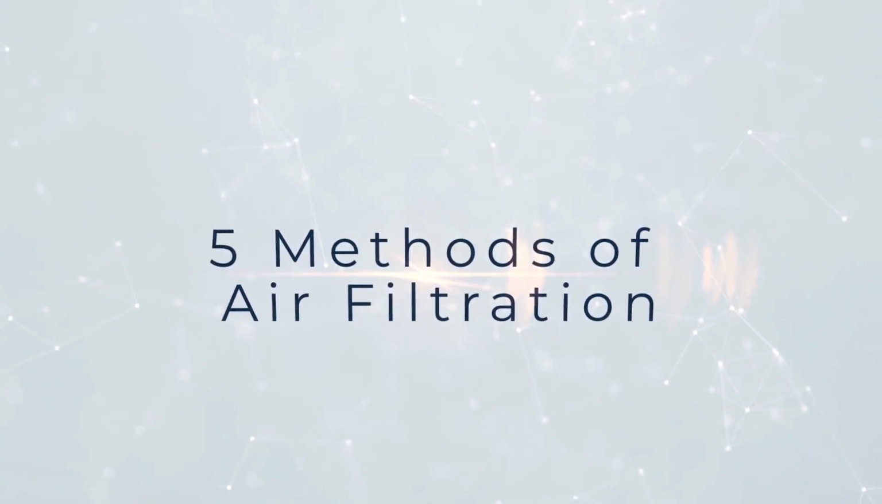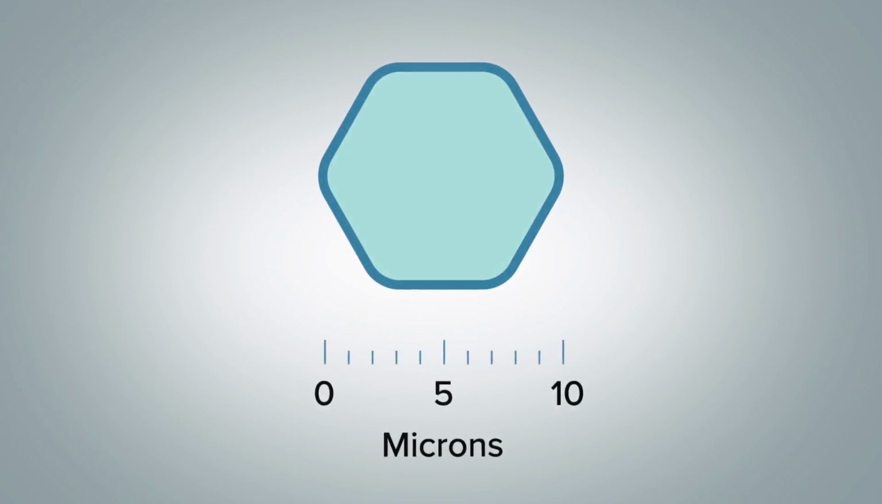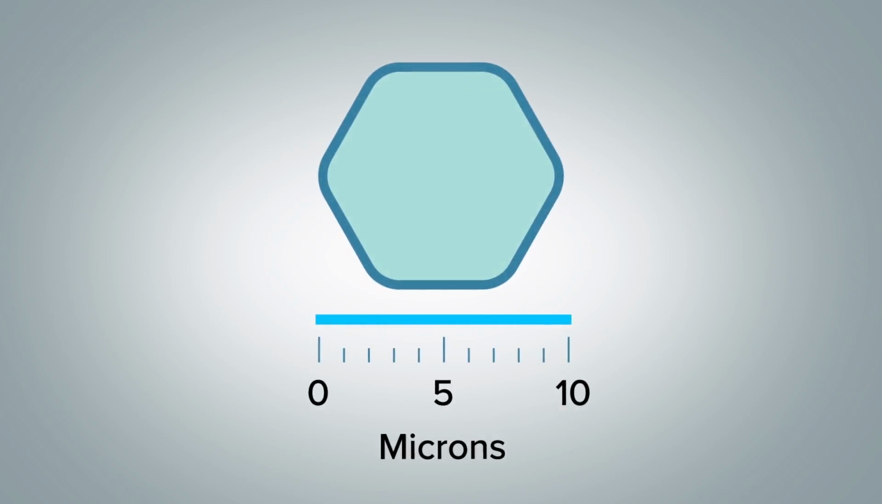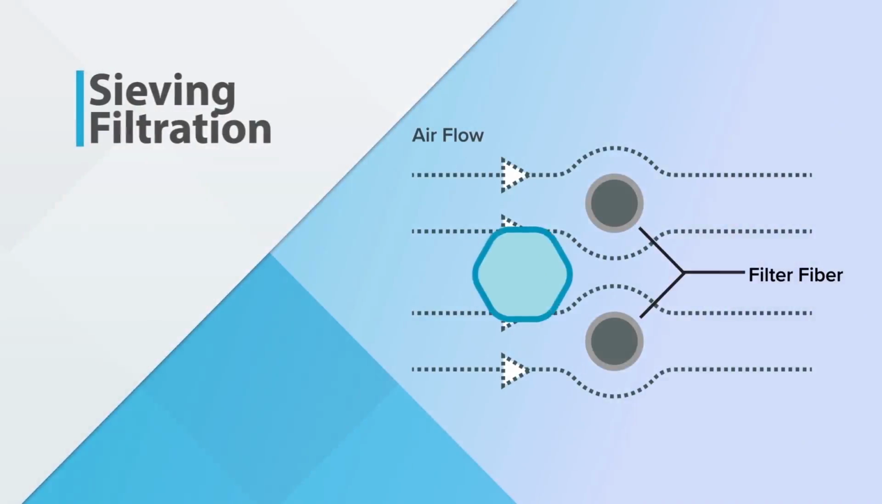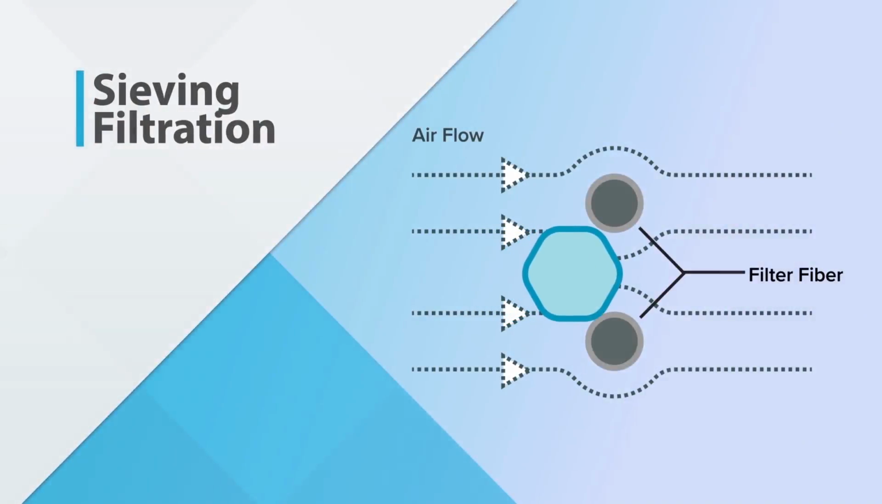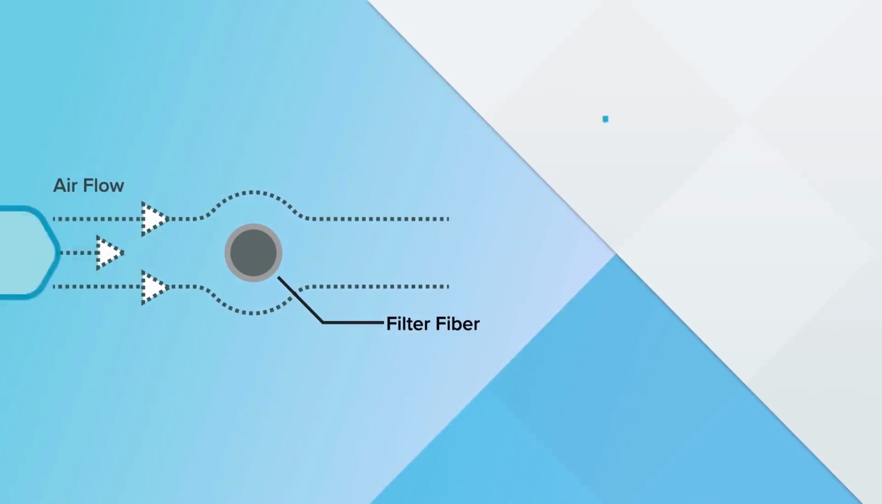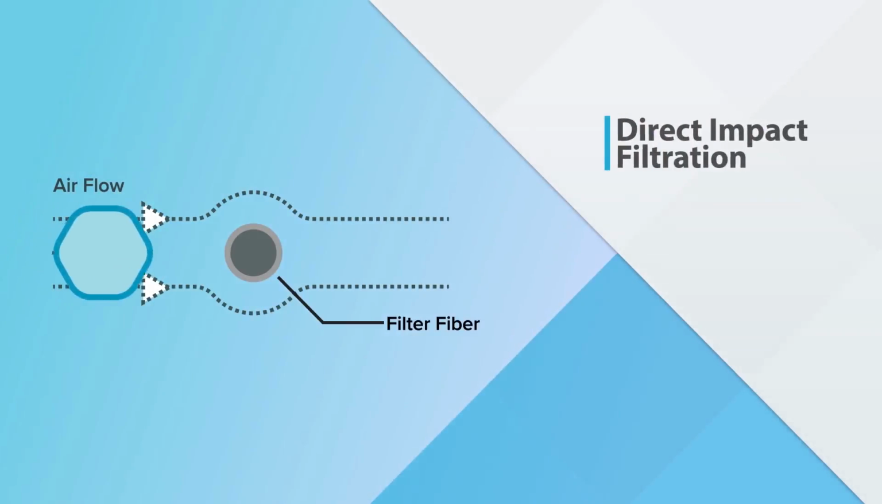There are essentially 5 filtration methods you need to be aware of: sieving, direct impact, inertial impaction, diffusion, and electrostatic. Sieving and direct impact happen with larger particles more than 10 microns in size, like nail dust. These particles usually get trapped by a pre-filter, so the HEPA filter does not get plugged prematurely.